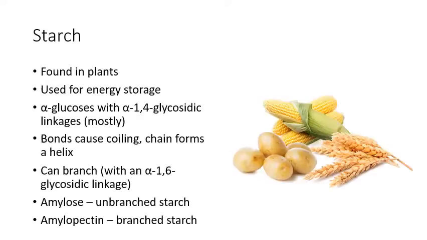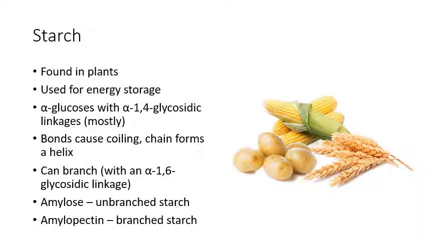So now we'll go through several of the most important polysaccharides, and we'll talk about their structure and their function. And then at the end, we'll get into the more general functions of carbohydrates. So the first we'll talk about is starch, which is commonly found in plants. Plants use starch to store energy, and it's basically alpha glucose monosaccharides that are linked together using alpha 1,4 glycosidic linkages to create this large polysaccharide.